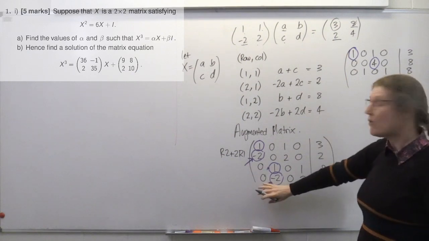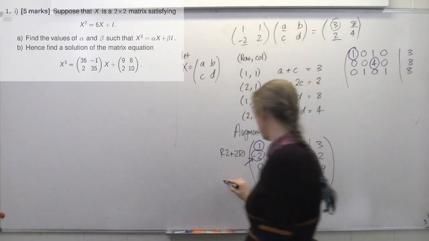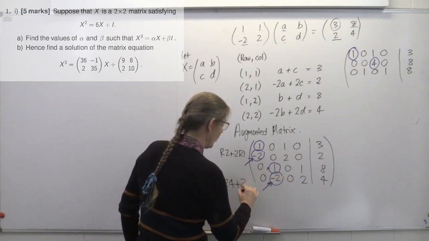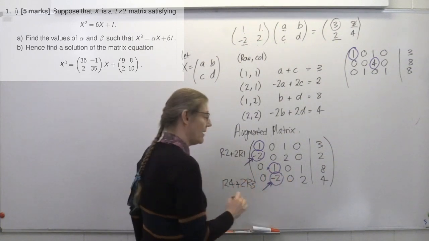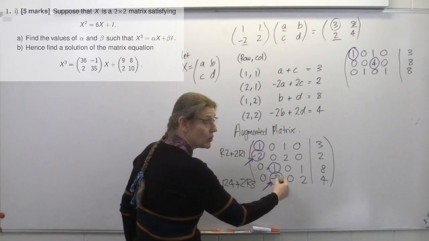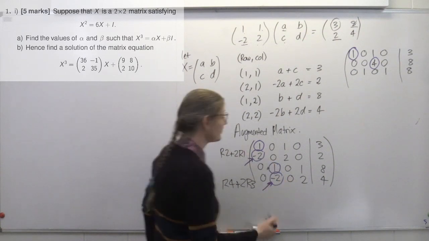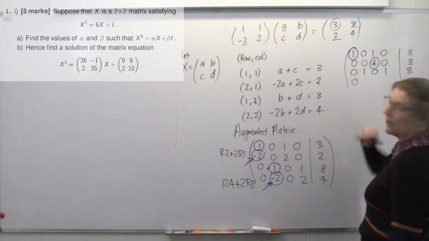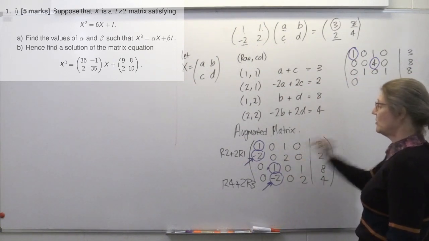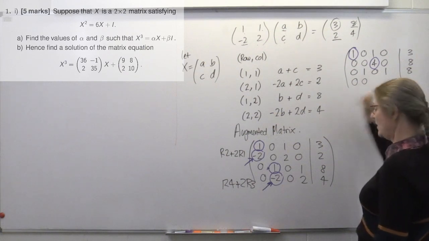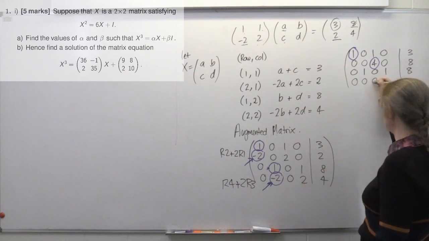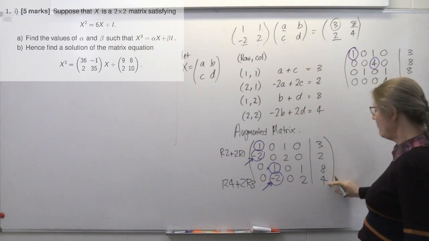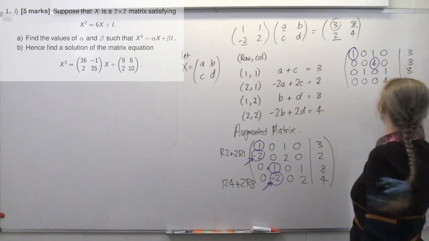And then for row 4, I am going to add 2 copies of row 3. In that way, this minus 2 is going to become 0. So 0 plus 2 times 0 is 0. Minus 2 plus 2 times 1 is 0. 0 plus 2 times 0 is 0. 2 plus 2 times 1 is 4. 4 plus 2 times 8, that's 20.